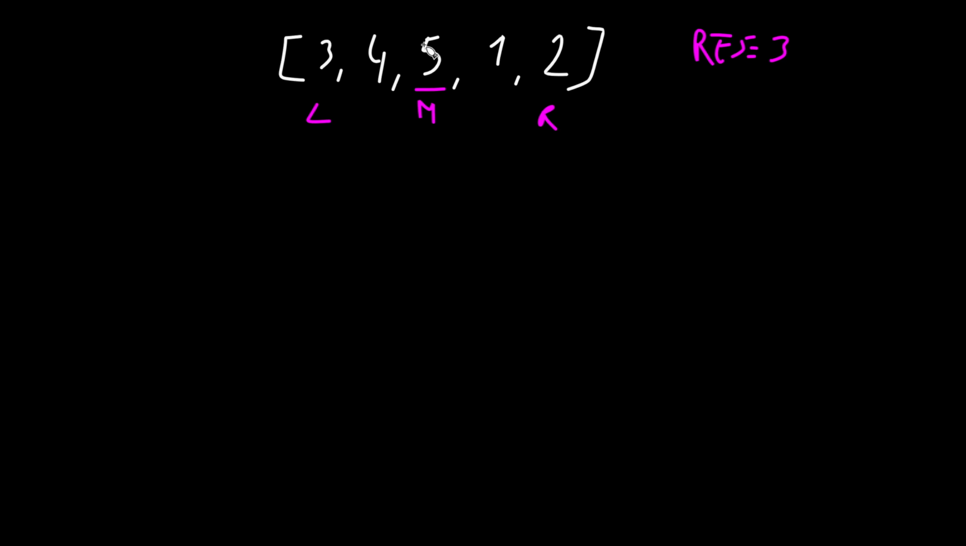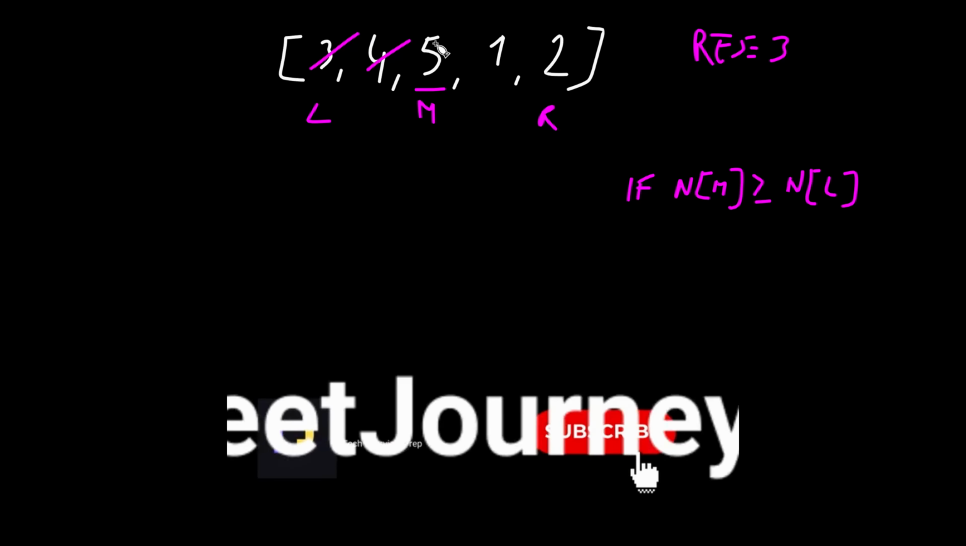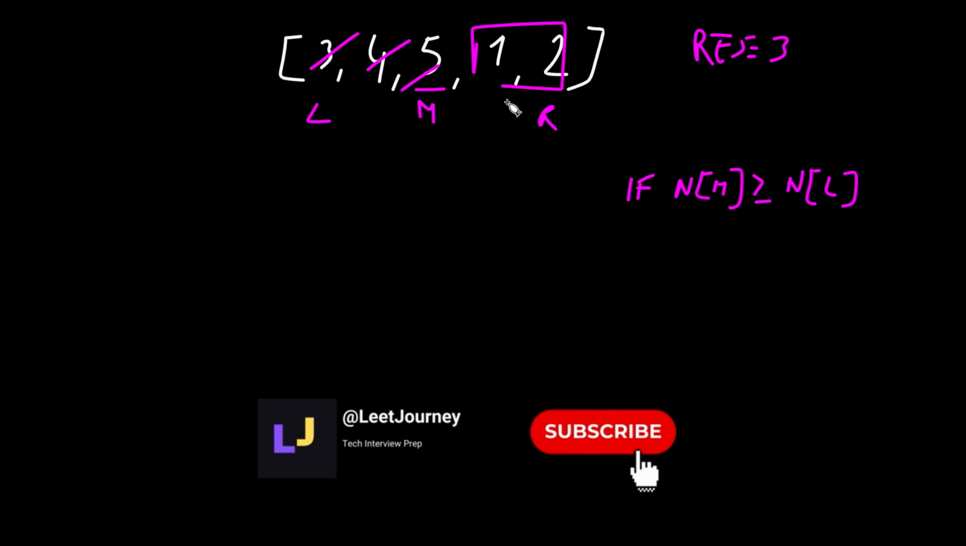Now, we want to evaluate this value. We want to check: is this smaller than the current result? No, it's not in this case. This is where the difference comes with binary search. Now we're going to check if nums at position m is greater or equal to nums of L. It means that the middle value is actually in the left part of this sorted array. So what that means is that this part up until the middle pointer is already sorted, so we can eliminate this from evaluation and just look at the right portion.